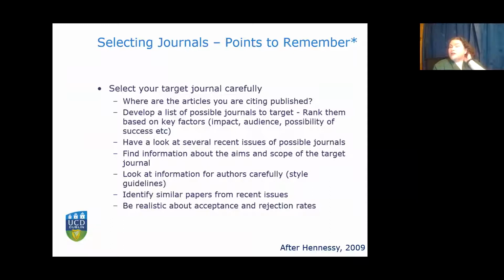Where are the articles you're citing being published? Those journals may be more interested in your work. Develop a list of possible journals and rank them based on factors that are important to you, and be prepared to work down through that list. And it might not be a list of 3, it might need to be a list of 5. I do think we need to be good at recognizing when a paper maybe isn't going to be published, but it doesn't mean that we shouldn't try our best before we get to that point.